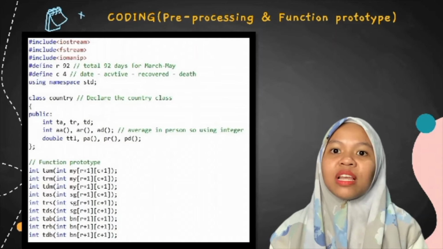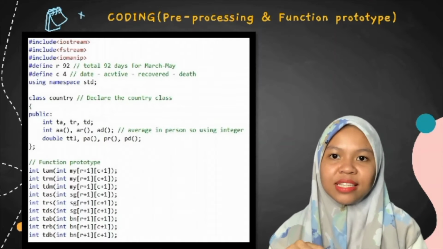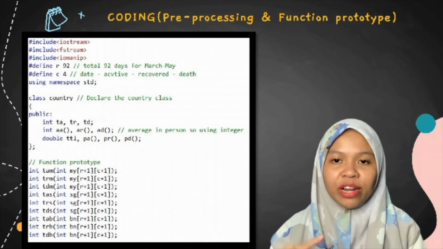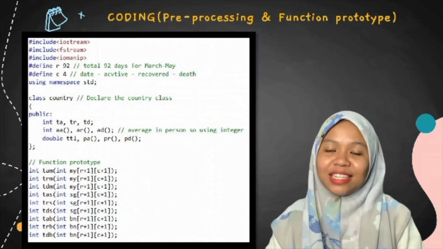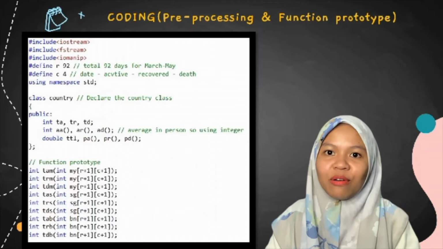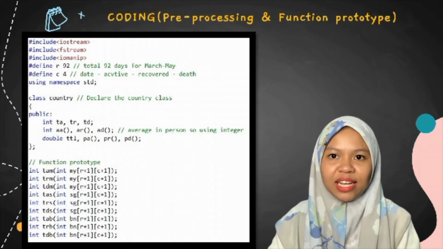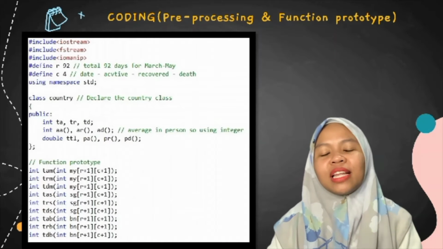Next, the line using namespace std is used to access the C++ standard library, for example the commands cout and endl. Since we want the variables and the functions in our coding to be properly classified and organized, we use class and object in our coding.